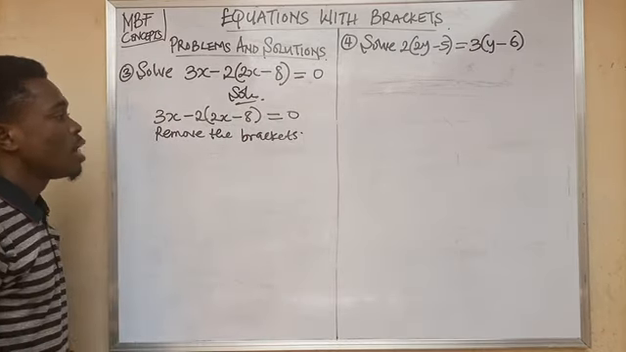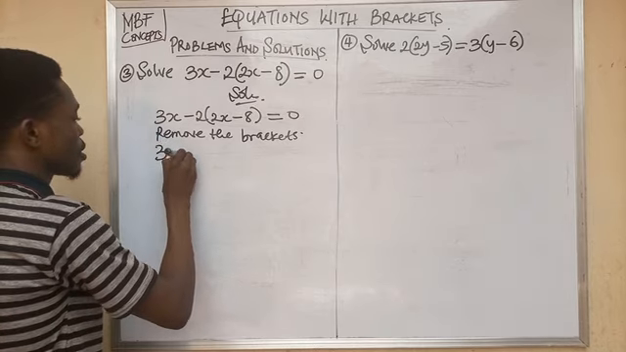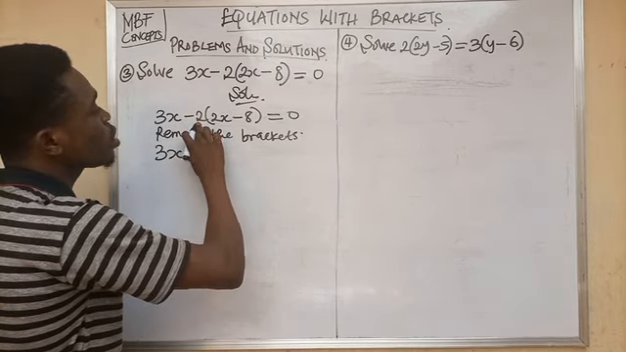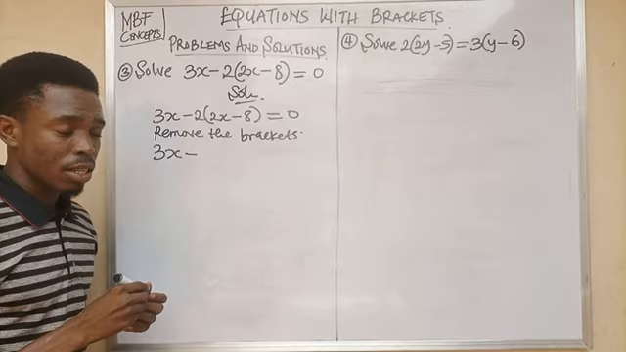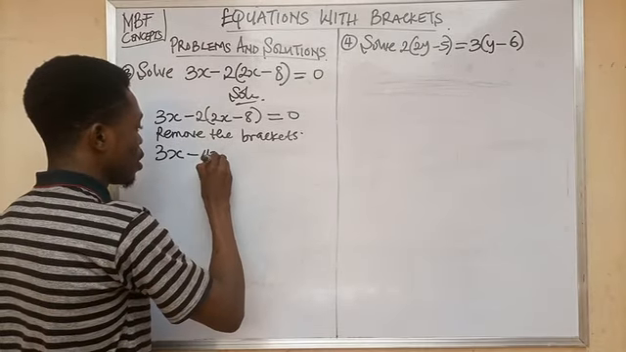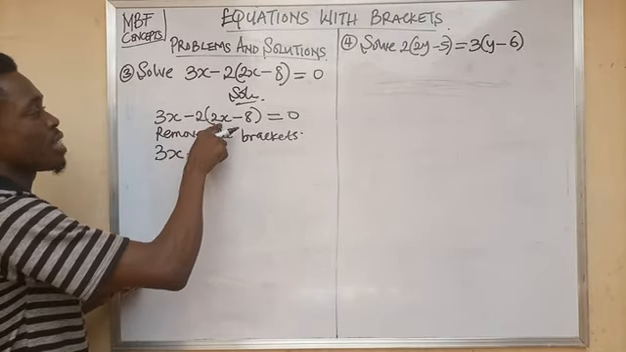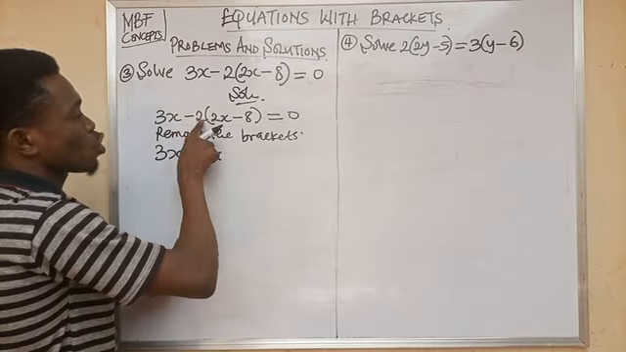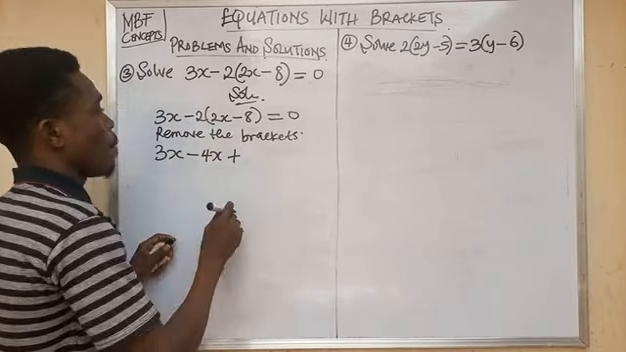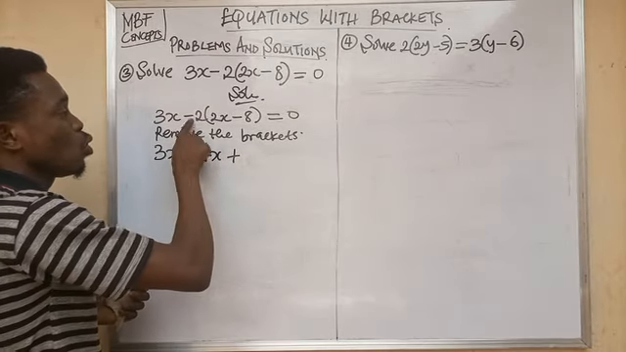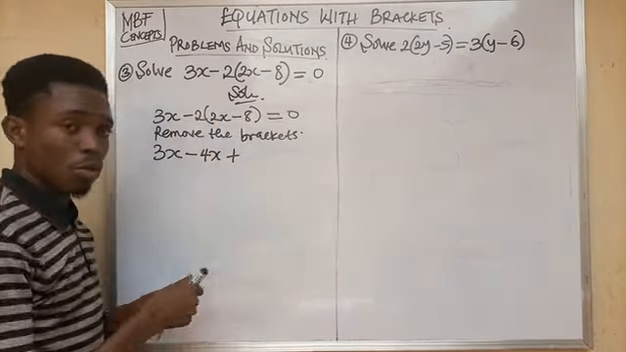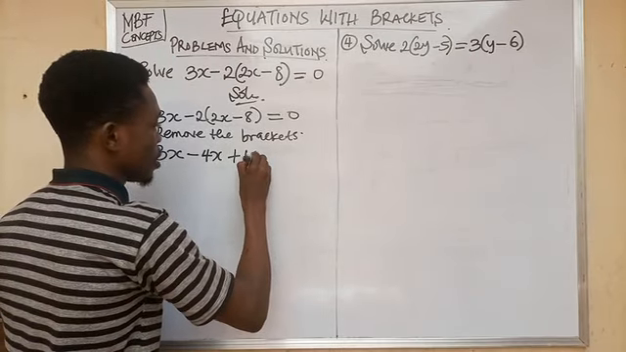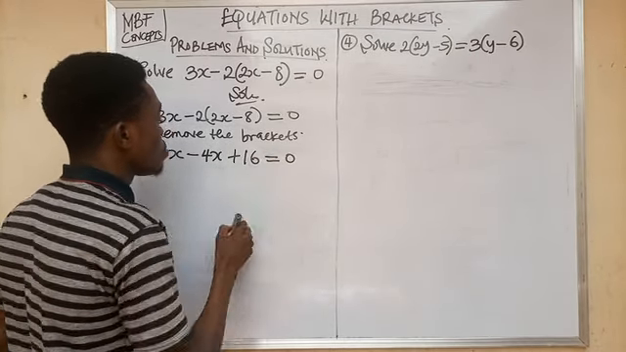Alright, guys, yes. Now what do? We put down this 3x minus 2 times 2x, guys. We are going to have -4x. Minus 2 times plus 2x, we are going to have -4x. And -2 times minus 8, alright, yes, -2 times -8, guys, we are going to have plus 16. Then equal to 0.